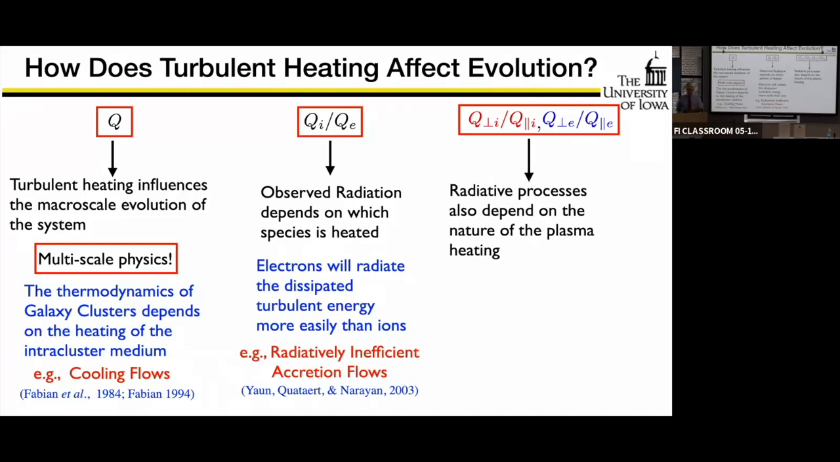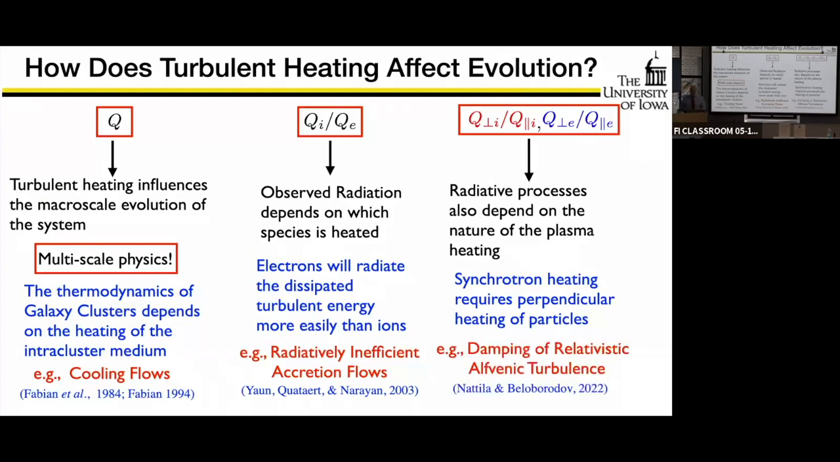And then finally, the radiative processes also depend on the nature of that plasma heating. So synchrotron emission requires that you heat the particles perpendicular to the magnetic field. If you just heat them parallel, you won't see that. The example here is, again, the damping of relativistic Alfvénic turbulence that Yunus had published last year, where he saw that it was simply heating the particles, the pairs, in the parallel direction, and that would lead to very little synchrotron emission. The emission that you would see from that heated plasma would then be dominated by inverse Compton scattering rather than synchrotron emission. And that will give you a very different prediction for what frequency spectrum you should expect to see.